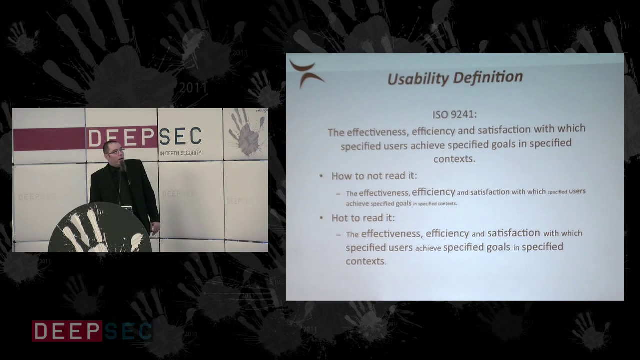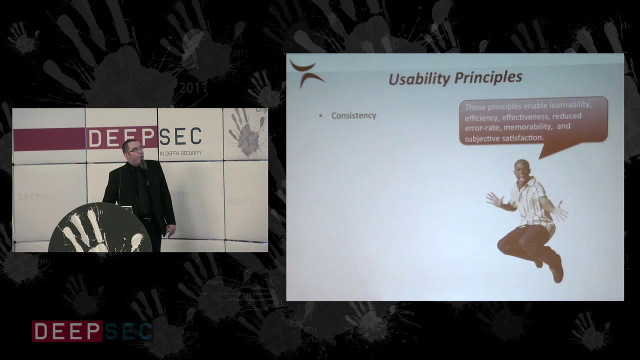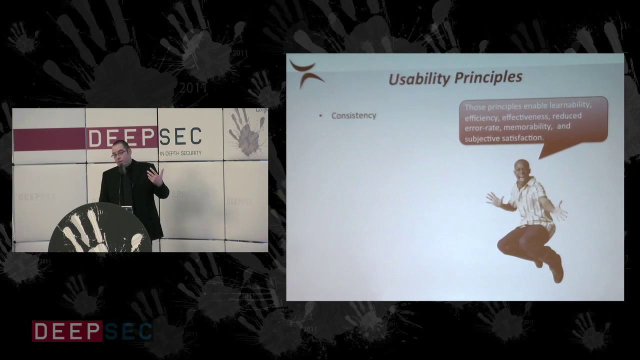Okay, I will come up with 12 principles. All these principles enable usability. When those principles, I will explain, are obeyed, the software you produce is learnable, it's efficient, it's effective, and it's satisfying, and fun to use would be the best. The first principle, consistency.